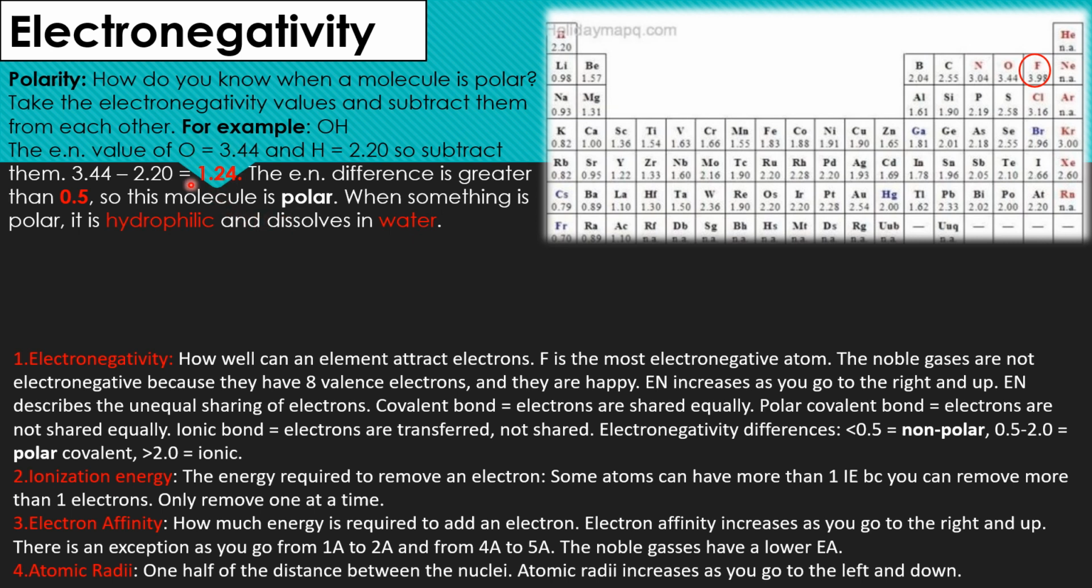So if the electronegativity difference had been less than 0.5, then the molecule would be nonpolar. But 1.24 is greater than 0.5. So this molecule is polar. When something is polar, it is hydrophilic, which means water-loving, and it dissolves in water.